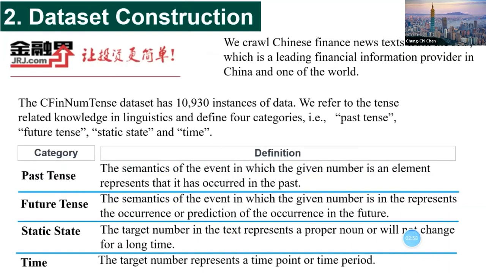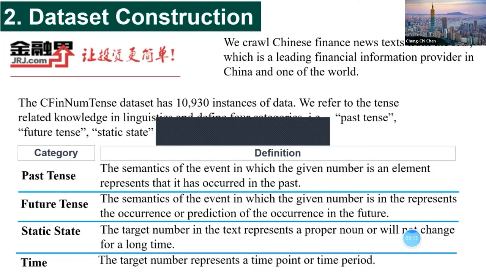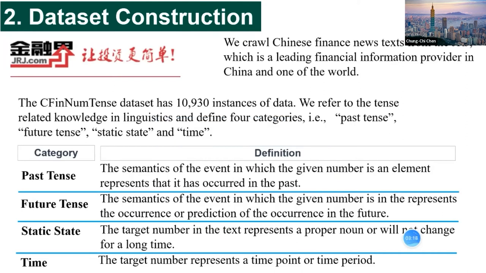We have collected financial news text released between February 20 and 22 on the GRG website. The CFNUM tense dataset has 10,930 instances of data. We refer to the tense-related knowledge in linguistics and define 4 categories, that is, past tense, future tense, static state, and time.